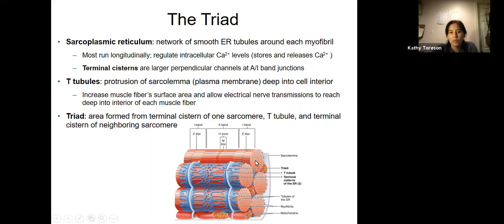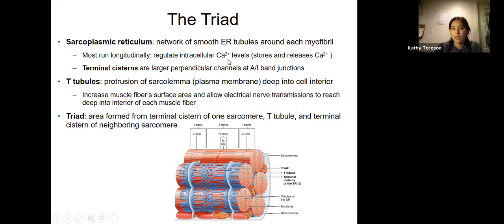The other thing that I want to point out to you is the sarcoplasmic reticulum. And the sarcoplasmic reticulum is just the fancy name for smooth ER, or smooth endoplasmic reticulum. So this is an organelle that we learned about in Bio 101, the smooth ER. But because it's in the muscle, we give it a fancy name, sarcoplasmic reticulum. The important part about the SR is that it is responsible for regulating calcium levels in the muscle cell.